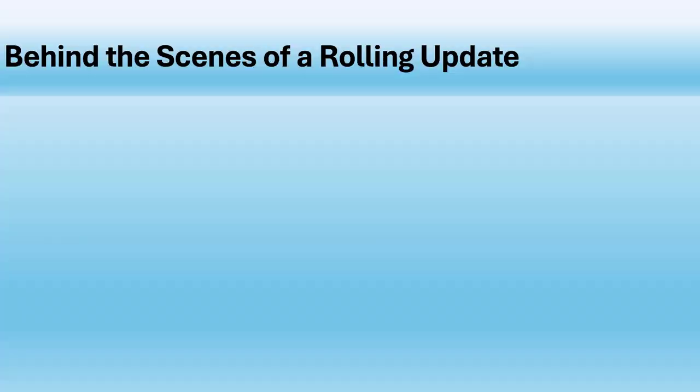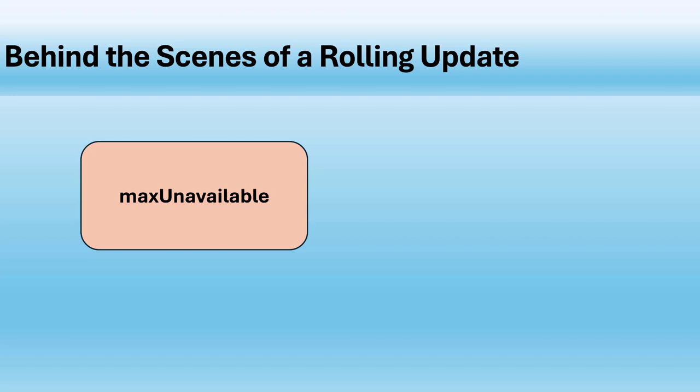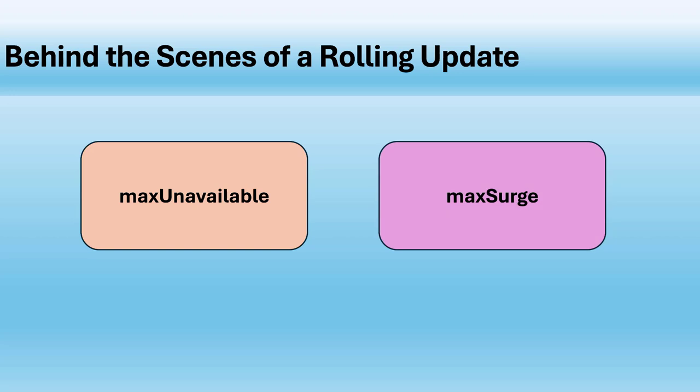So what's happening behind the scenes? Kubernetes uses maxUnavailable to control how many pods can be down during the update, and maxSurge to allow creating extra pods temporarily. For example, if you have 3 pods and maxUnavailable is 1, it will update 1 pod at a time while keeping at least 2 pods running. This makes the update smooth and undisruptive.